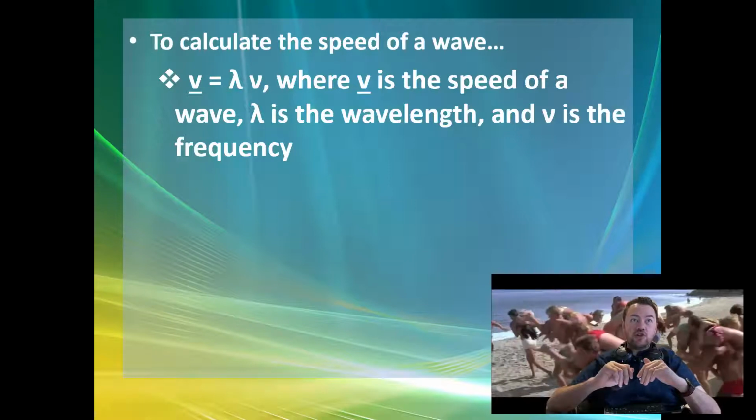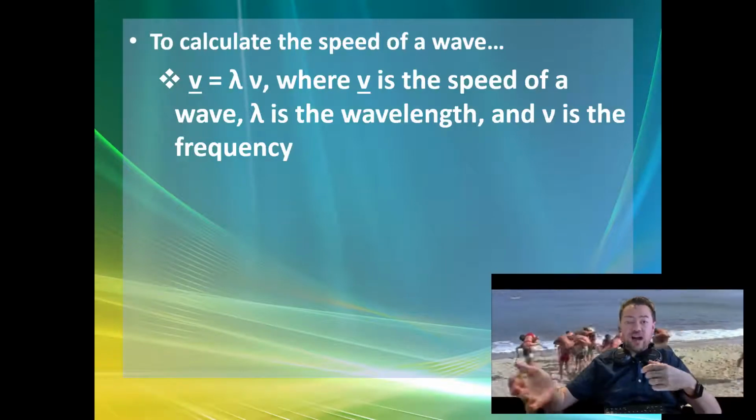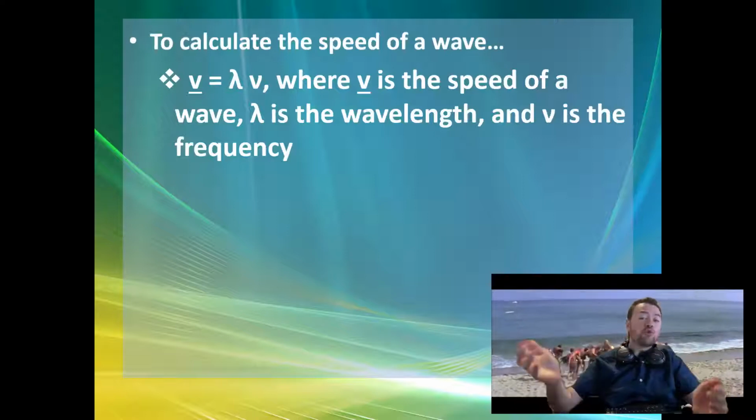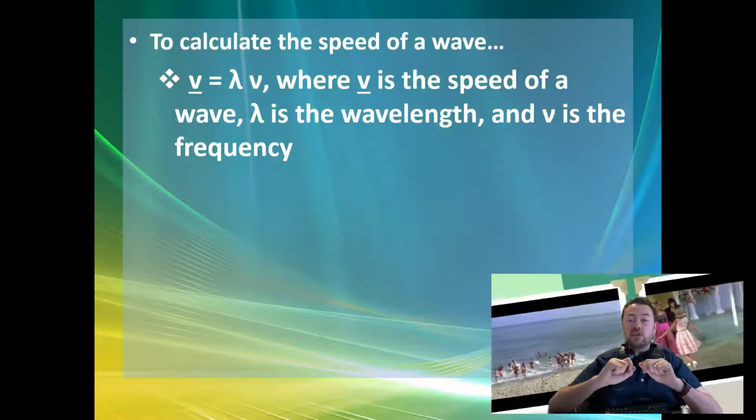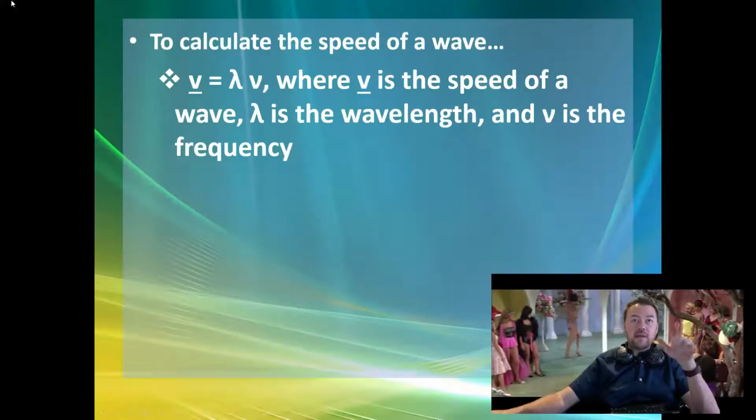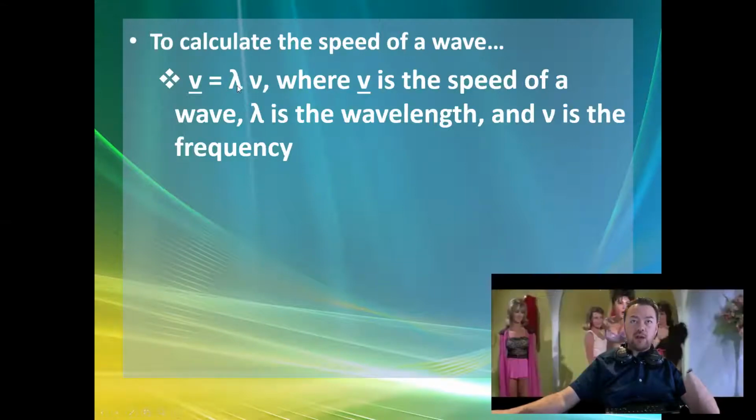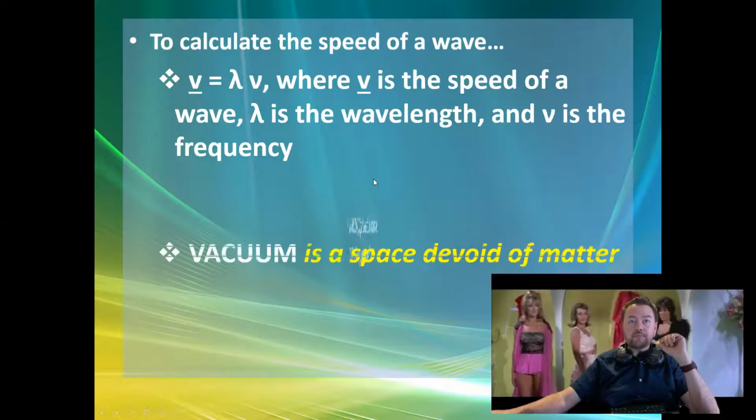Now, you could use this if the wave is traveling through water, through glass, through diamond, through plastic, through air. But there's also another number that we use when it comes to waves, and specifically light waves, but more on that in a second. So that's how we're going to do it. We're going to multiply the wavelength times the frequency to determine the speed of the wave.